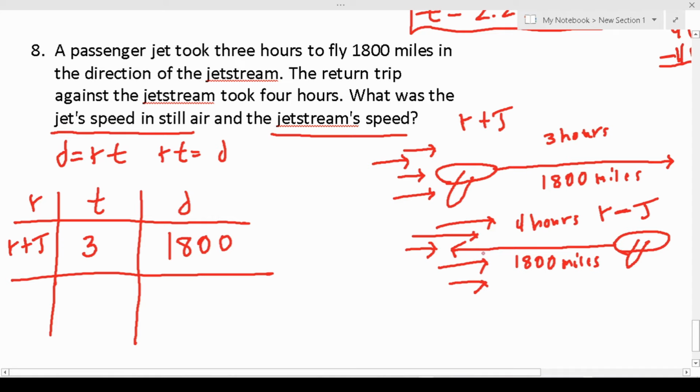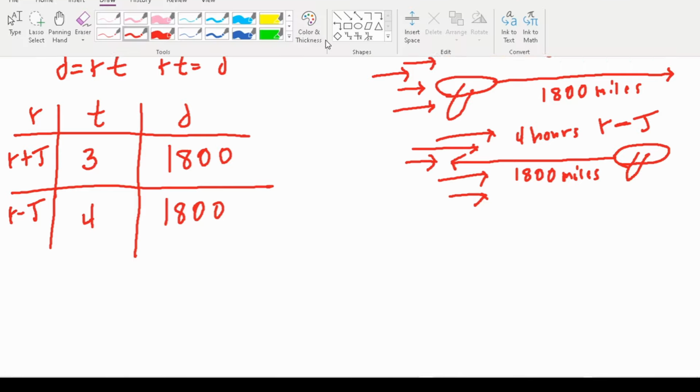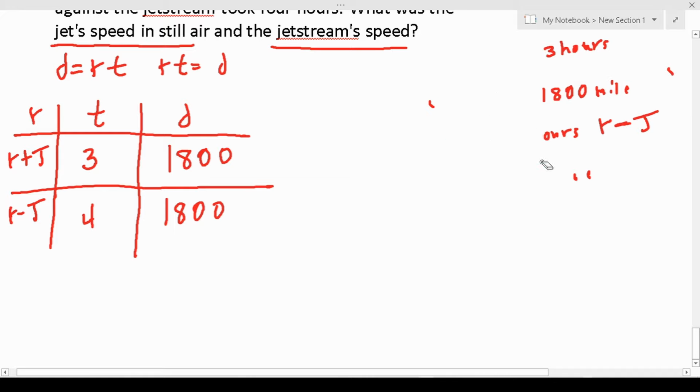In this second scenario, we know we went the same 1,800 miles. We know the time was now 4 hours. And since the jet stream was pushing against this plane during this trip, we represented its rate of speed as r minus j. Let me go ahead and scroll down a little bit so we can have some more room. Now we've set up almost a system of equations to solve this one. Let me get rid of our illustration here so we can have some room to work with. We don't need that anymore.